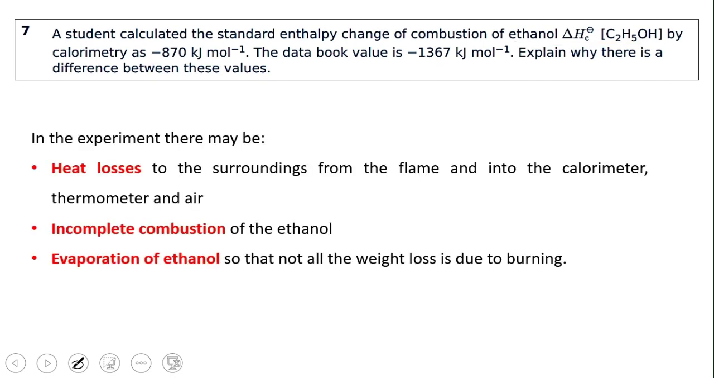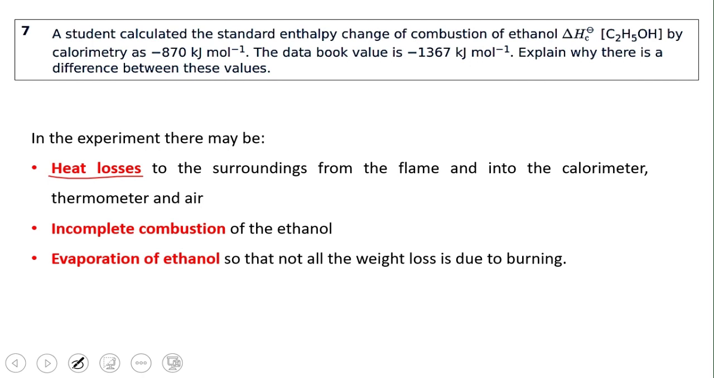So, what we can write here, we can say that this experimental value is different from the actual value because we can have heat loss during the experiment. Heat can be lost to the surroundings from the flame, or it can be lost by the help of the calorimeter. It can go to the thermometer or air. So it can be any reason of the heat loss here.